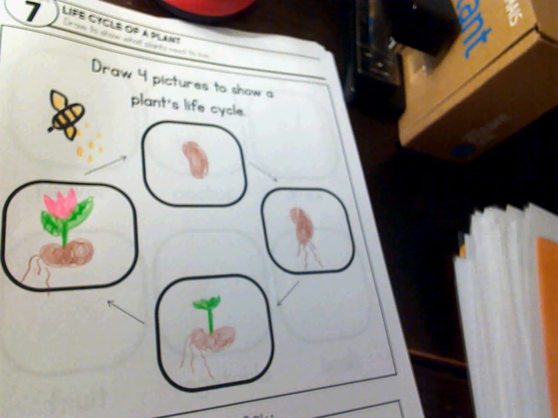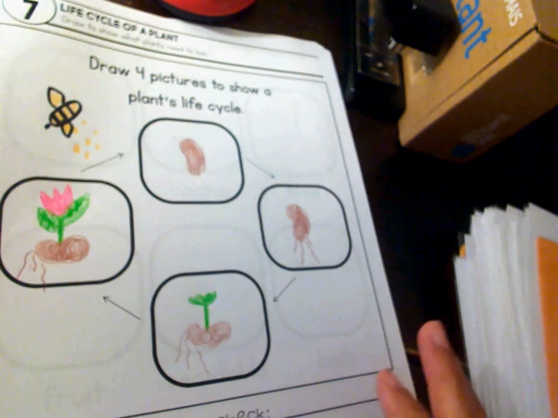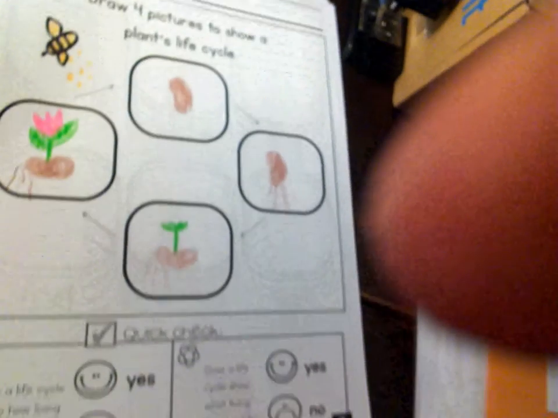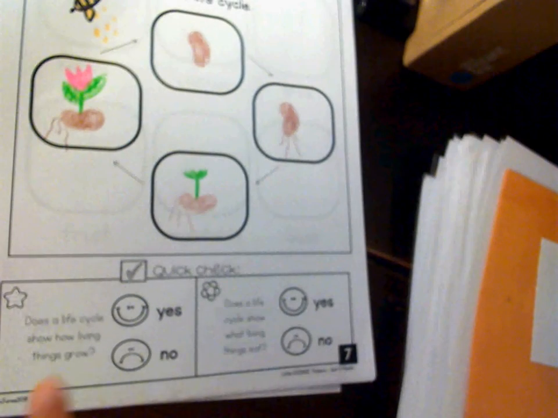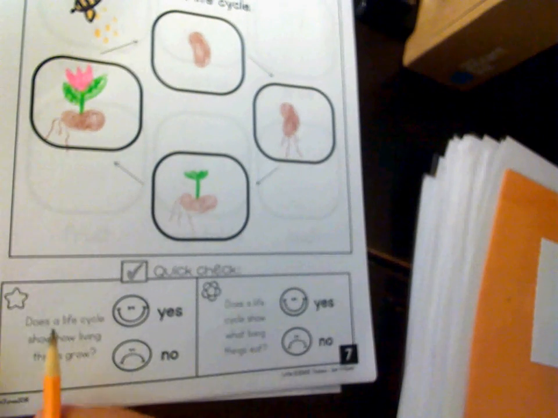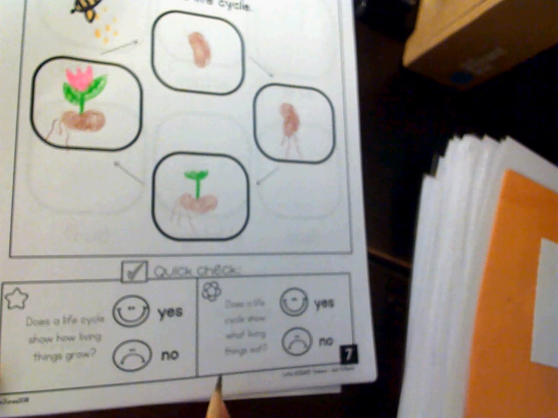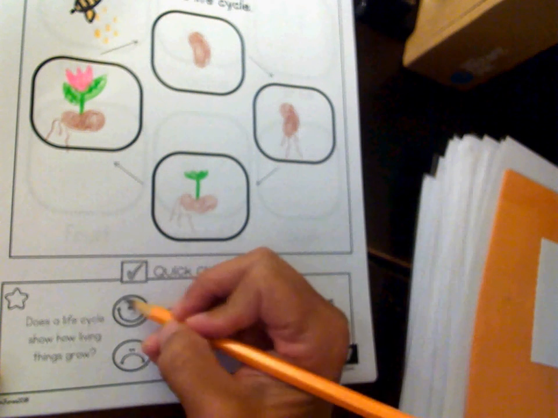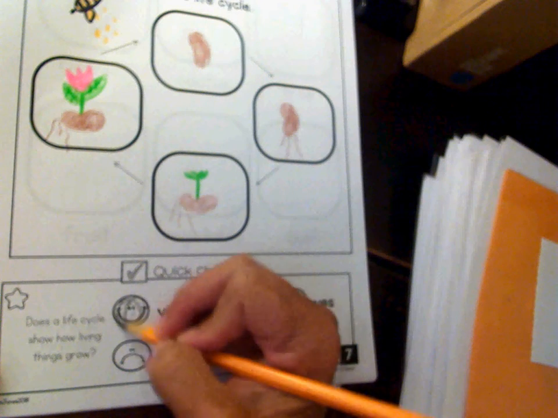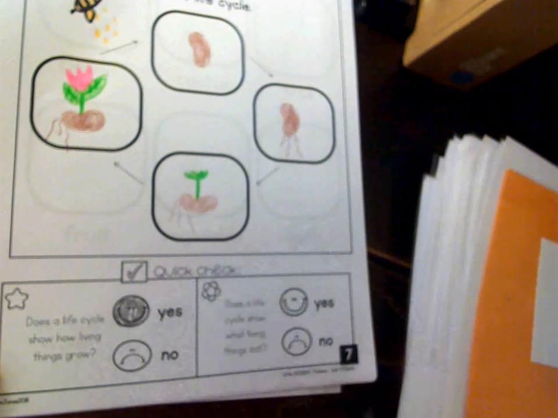Now, when you have finished that, remember, always pause the video if you need to. When you have finished that, I want you to answer the two questions at the bottom of this page. Let's look. Here we go. Question number 1. Does a life cycle show how living things grow? You betcha. Good job. Let's color in that smiley face. That is exactly what a life cycle does.